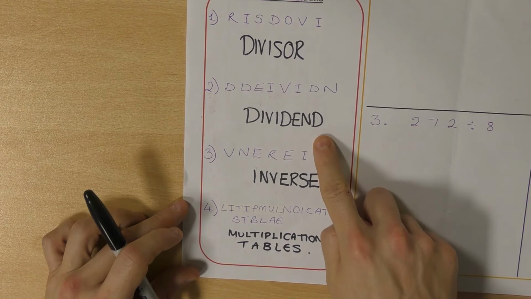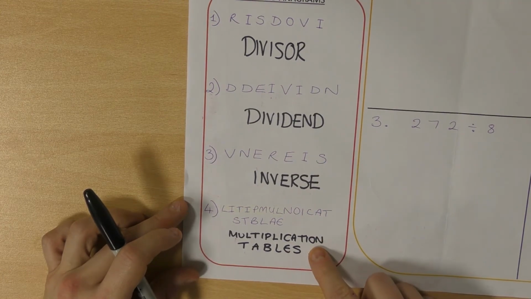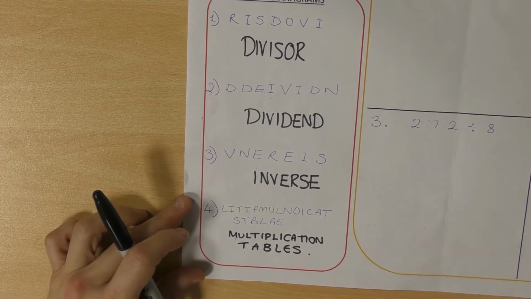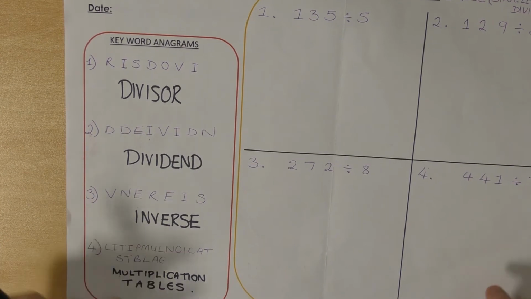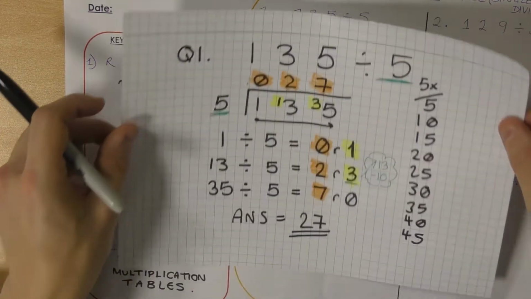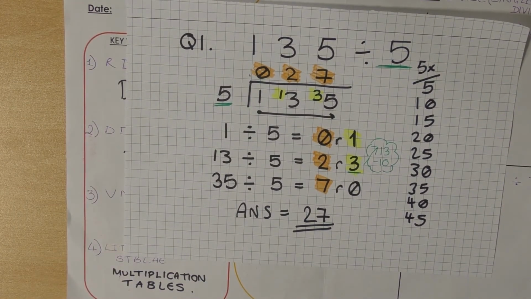Divisor, dividend, inverse and multiplication tables. If you got all four of those, well done. We're now going to have a look at question 1. So to start with, listen and watch, do not write. Okay, question 1. 135 divided by 5.